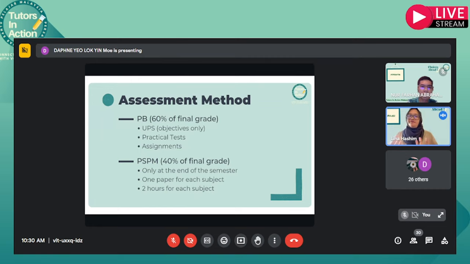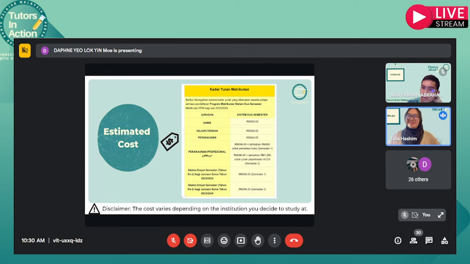For assignments, we have two assignments for maths and one assignment for each science subject, and for accounting also. I'm not really sure about the accounting subject, how they are tested based on the assignment, but for me as a science student, most of the time it is individual assignment, and group assignment is only for mathematics.